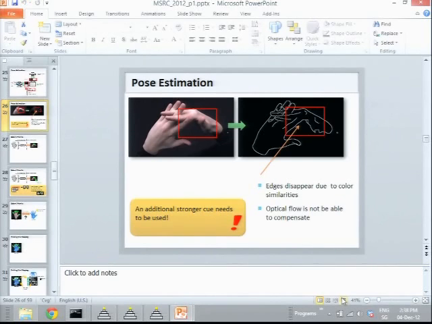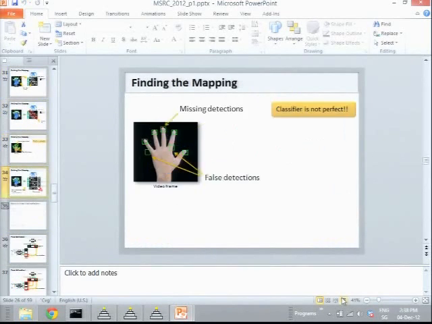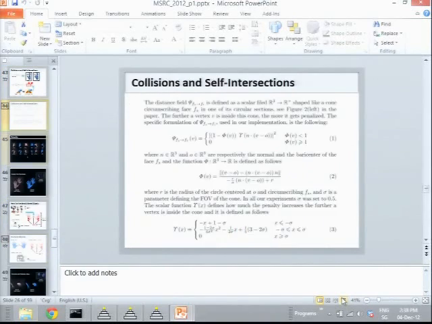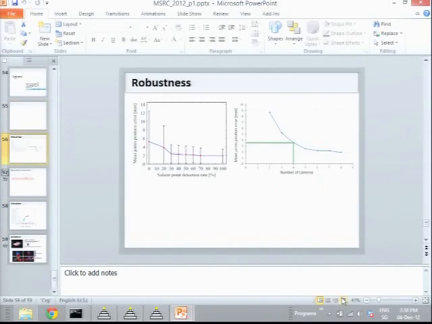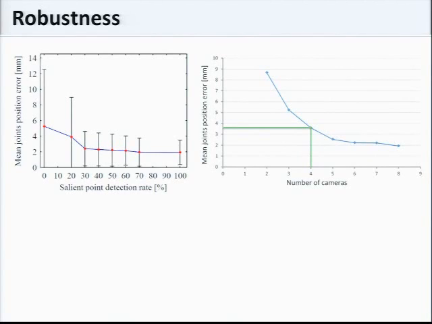We actually tested the algorithm. We didn't test it on the presence of outliers in the detection, but we tested on how well the detection was working. So this is the detection rate. You see that at 100%, if it detects all the fingers, it's still 1.98. But it still works nicely if you have 30%.